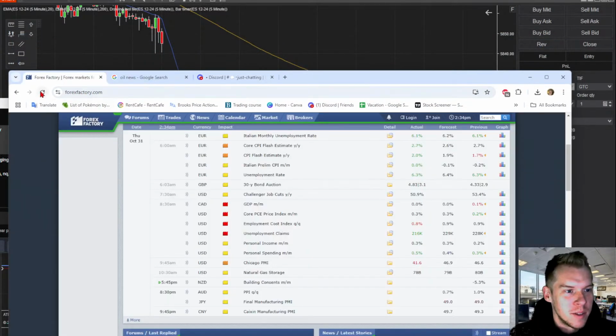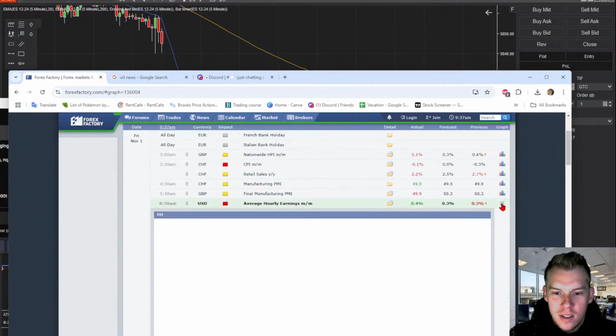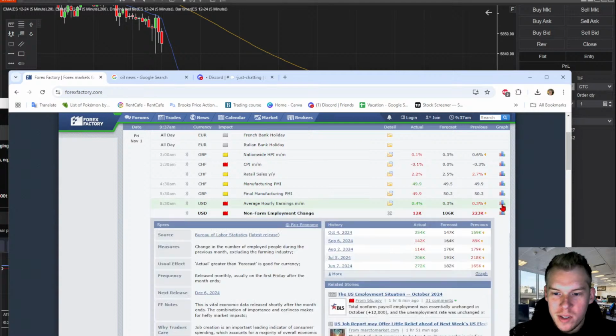Let's look at the news for today. So at 8:30 we had 3 news events. Average hourly earnings up a little bit. Unemployment rate unchanged. The big one, non-farm employment change. So we were forecasting 106, and we're actually at 12K. That's quite a difference there.